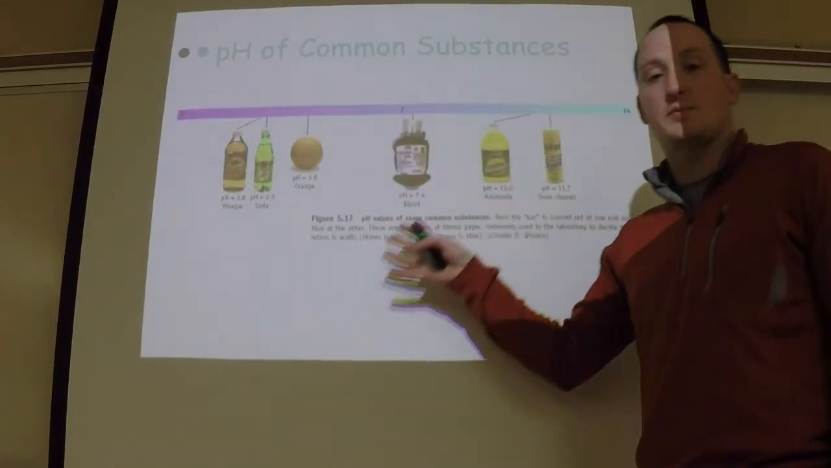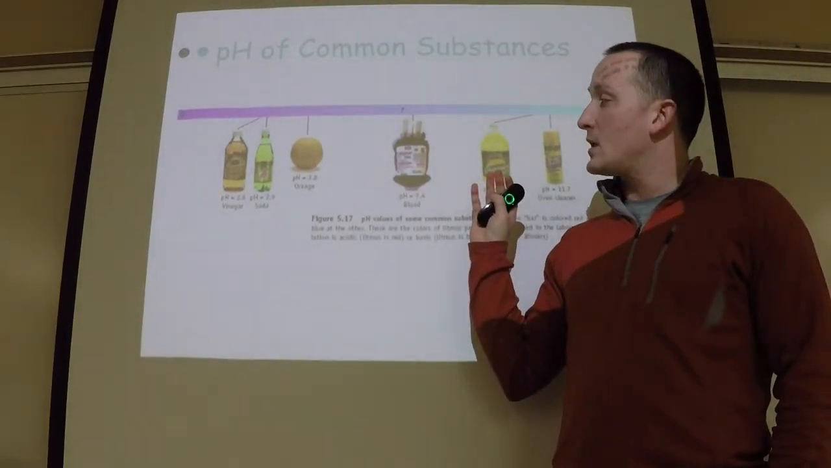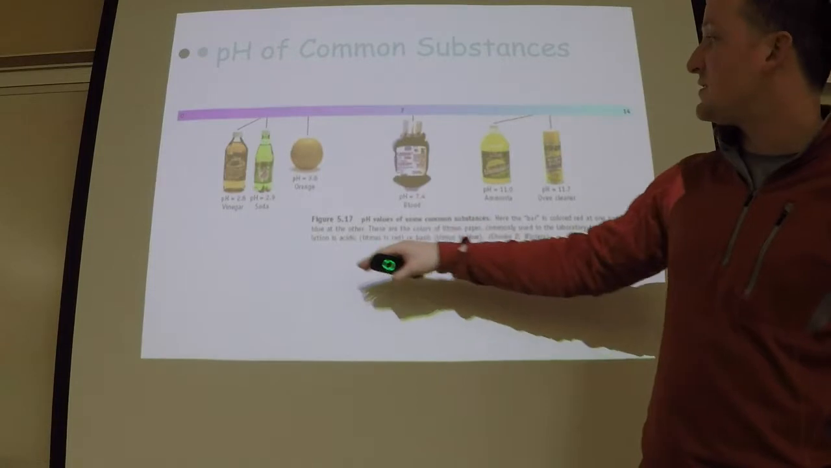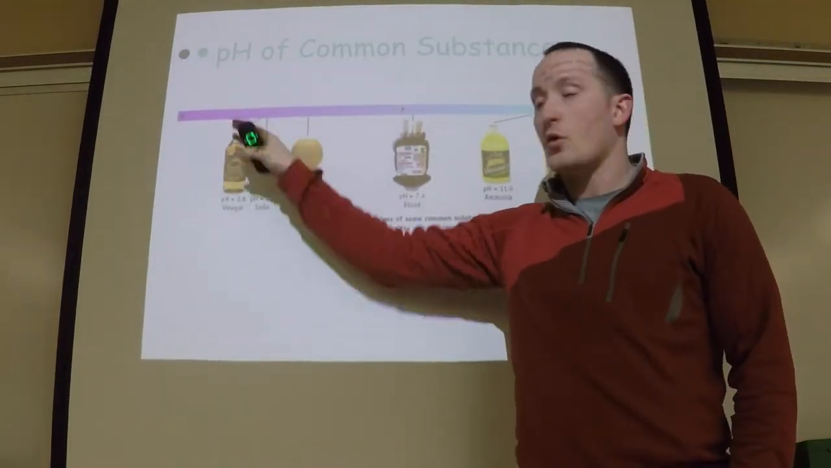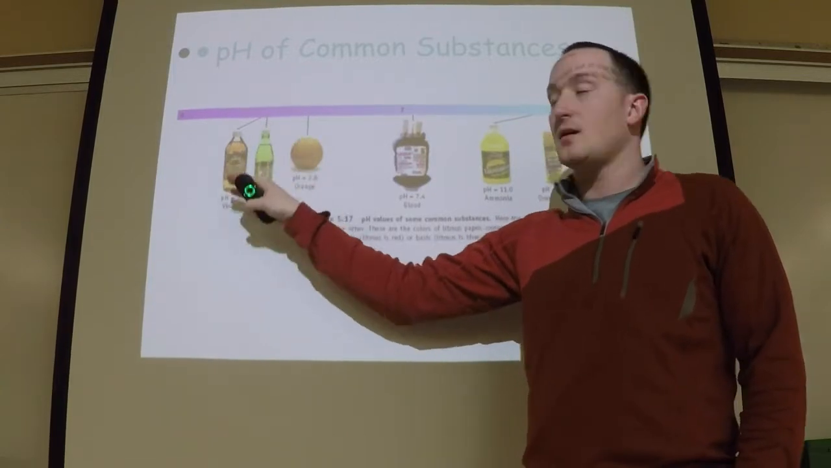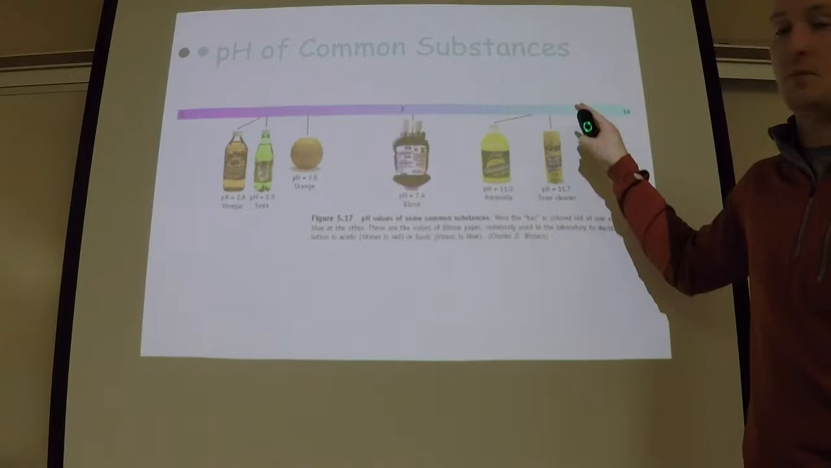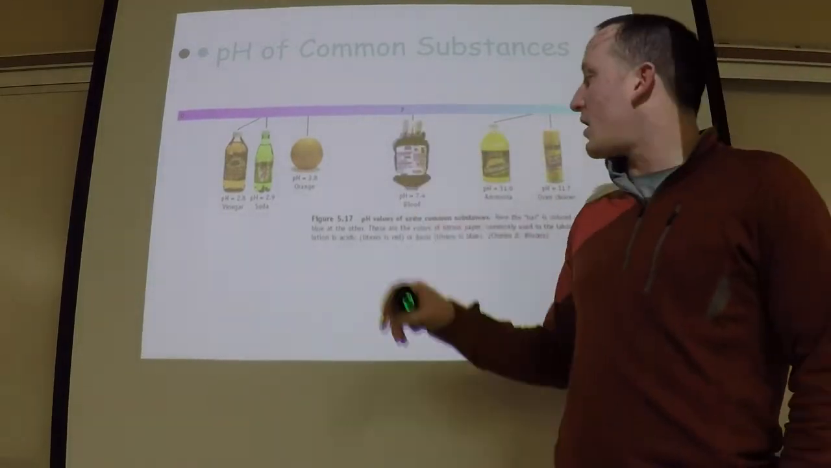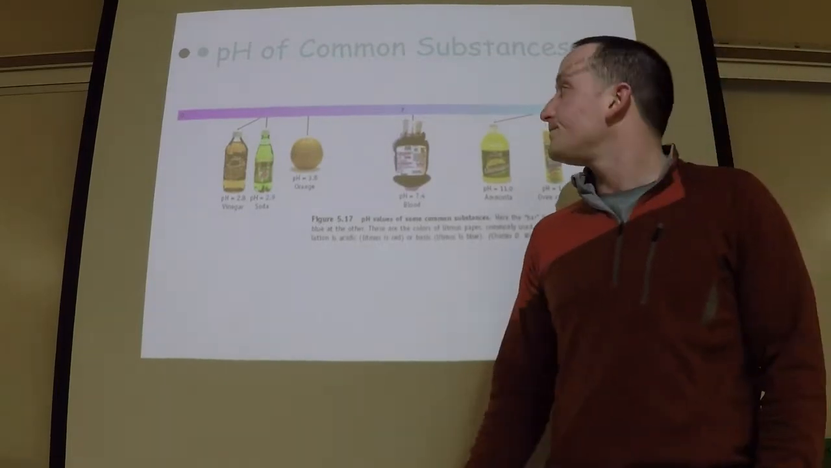Here are some common household substances that have pHs. Typically, your sodas and your fruits are considered to be acidic. Then you've got a lot of your basic stuff, like your cleaners and soaps. What's interesting is blood is actually slightly basic, right at about 7.4.